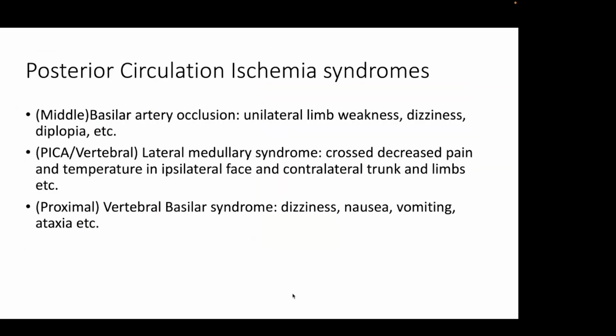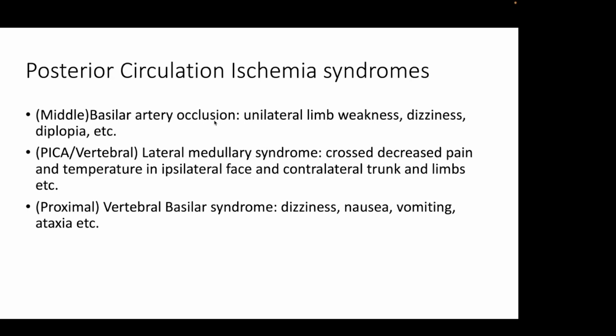These are some of the classic posterior circulation ischemia syndromes. I'm not going to go through these at great length, but in terms of this concept of the proximal and middle portions of the posterior circulation, we have basilar artery occlusion, which will often give unilateral limb weakness, dizziness, double vision. PICA and vertebral: lateral medullary syndrome. I'm sure you've all heard of these. And these patients have decreased pain and temperature in the ipsilateral face and contralateral trunk and limbs.